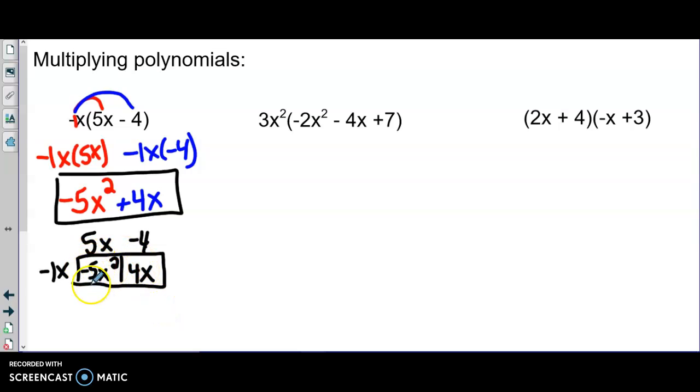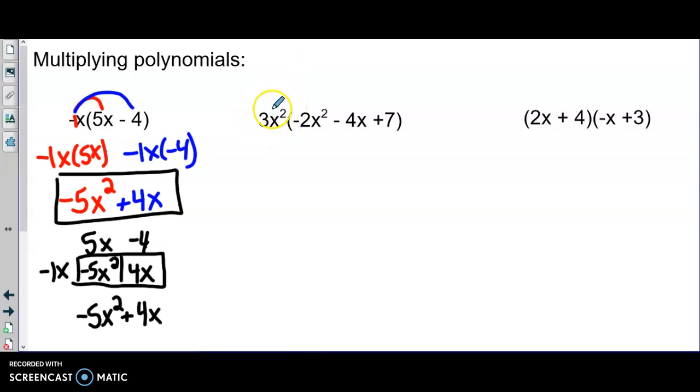There's no like terms to combine there, so you would just write down each term as your final answer. And since this is a positive 4x, make sure you put a plus sign. So you could have also done it from the box method. So on this one, I'm going to just show you distributive property first.